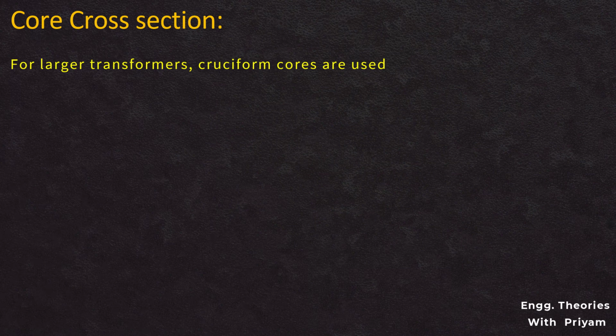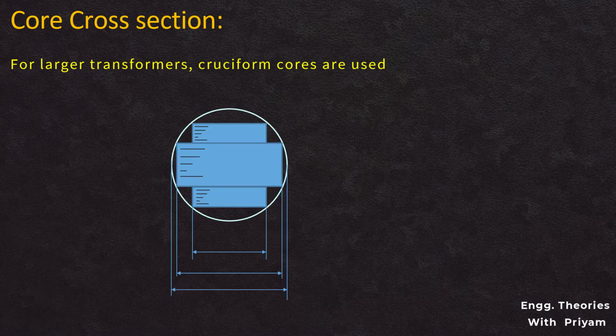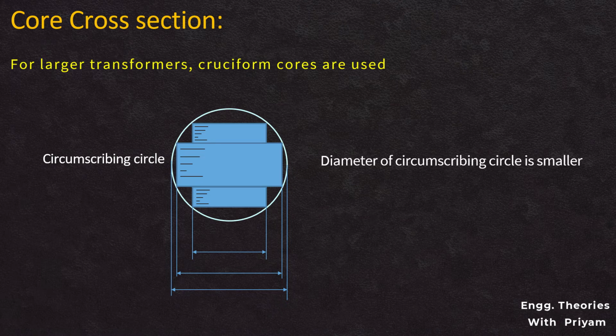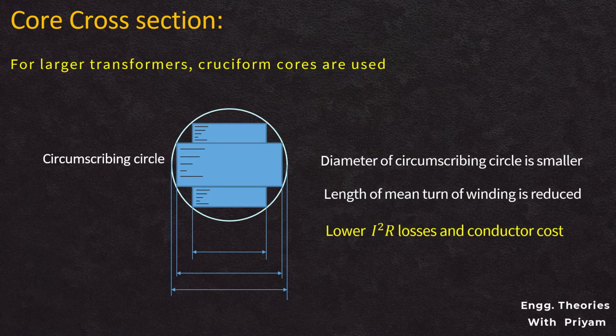With larger transformers, cruciform cores which utilize the space better are used. The cross section of the transformer with a cruciform core is shown in this figure. Here, the space utilization is better with the cruciform cores, and the diameter of the circumscribing circle is smaller than with the square cores of the same area. Thus, the length of the mean turn of the copper is reduced with the consequent reduction in the cost of copper. It should be kept in mind that two different sizes of the lamination are used in the cruciform cores.